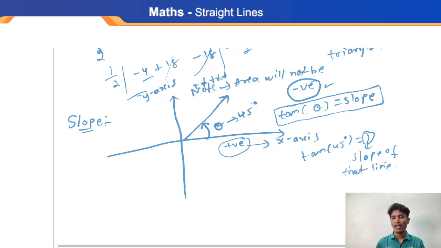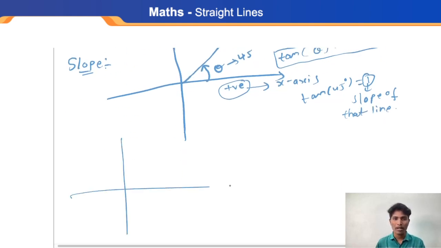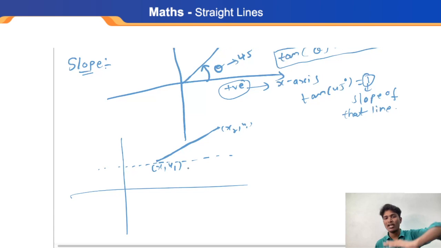Slope of that line. Suppose again I am taking two points, x1 comma y1, and another point x2 comma y2. If I join this line, how much angle is it making? We can calculate the angle simply by taking another line which is horizontal. That is, we are shifting the axis, but it is parallel to the x-axis. So this angle is called the inclination angle.